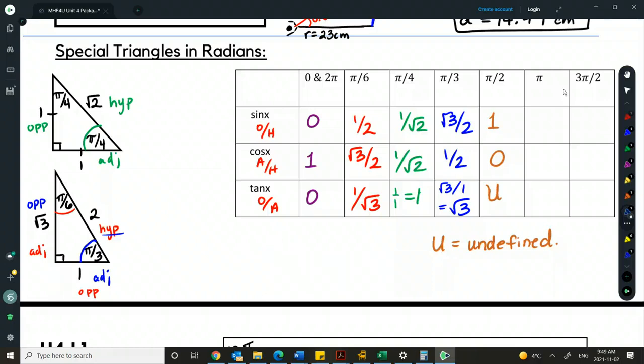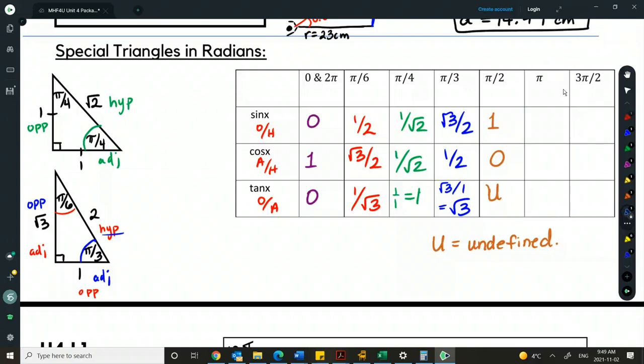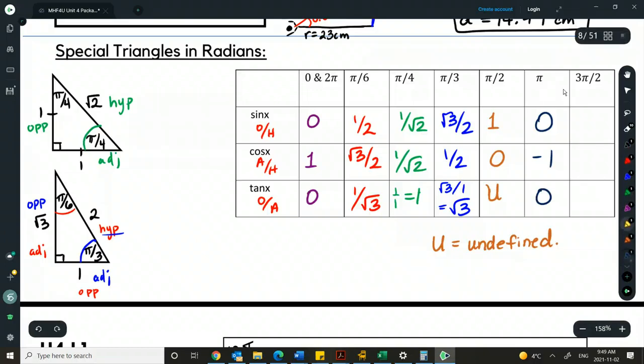Let's do sine, cosine, and tan of pi now. So sine of pi, 0. Cos of pi, -1. And tan of pi, 0. Okay, last one. 3 pi over 2. So sine, cos, and tan of all of those. -1 for sine, 0 for cos, and undefined for tan.